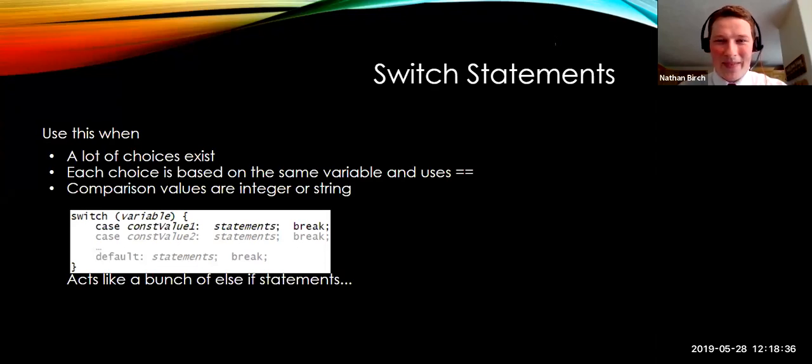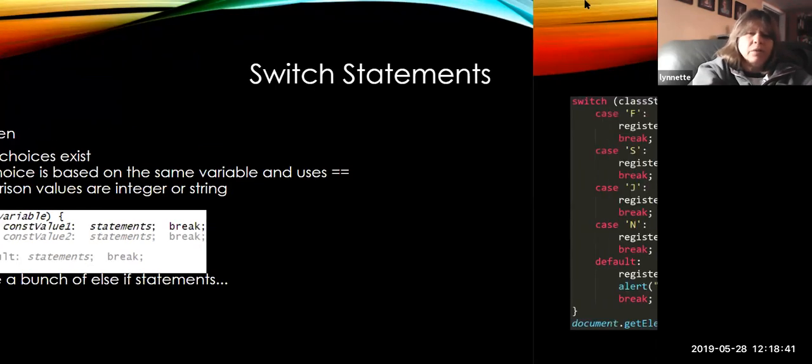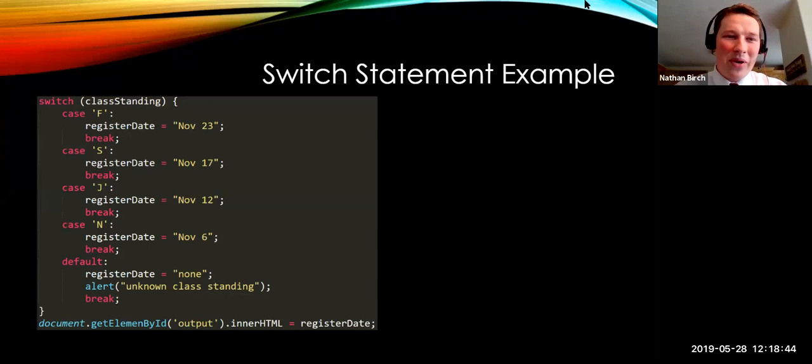Okay. So if you didn't have the break, it would just keep going over and over in a loop, right? So it wouldn't go into a loop, but looking at this one, if I didn't have the break right here, it wouldn't stop the code. Let's say this variable class standing was equal to F, just this string capital F, and I didn't have this break here. What would happen is it would assign November 23rd to register date. But then the code wouldn't stop.